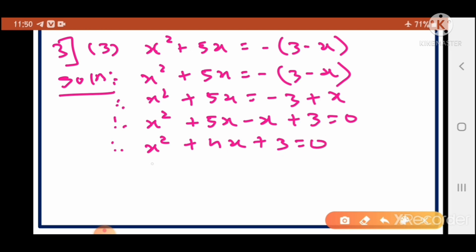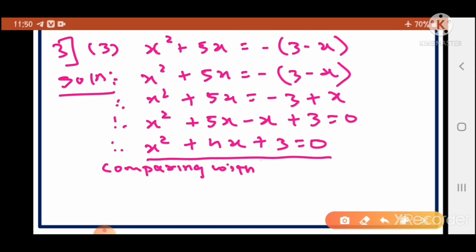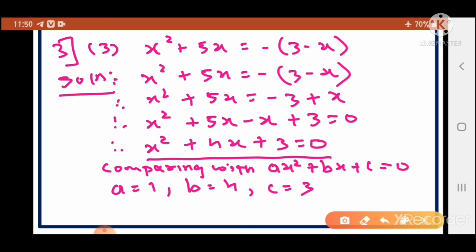Now you can check whether this equation is in the standard form of quadratic equation. Yes, it is in the standard form of quadratic equation. So comparing with ax square plus bx plus c equal to 0, you will get the value of a. What is the coefficient of x square? 1. What is the coefficient of x? 4. So b is 4 and c is what? Plus 3. So you got the values of a, b and c.